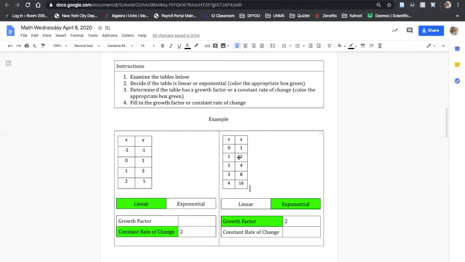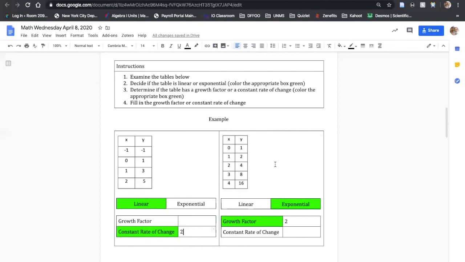So for each of the examples that you're working on, this is how you should set them up. You're going to color one of these 2 boxes green, one of these 2 boxes green, and then you're also going to give me what the growth factor or the constant rate of change is. Okay, and if this wasn't that clear, you can always pause the video, rewind it, play it again.